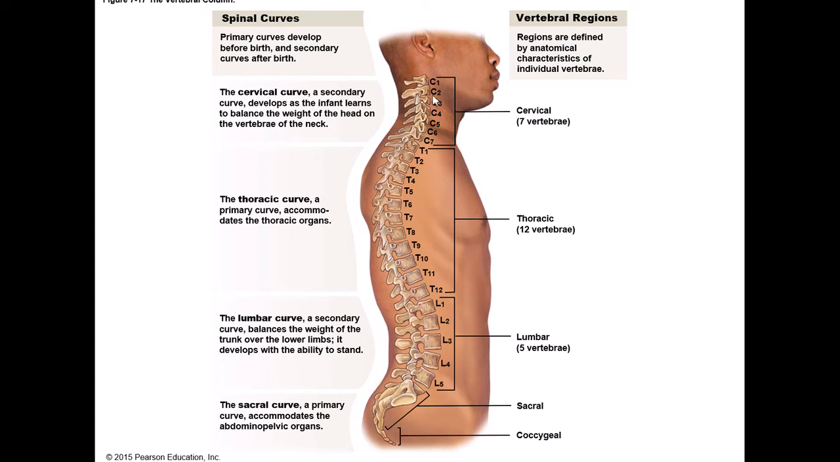Right? So we expect to see this kind of S-shaped curvature to the spine when we look at it from the side. We wouldn't want to see that S-shaped curve from the back. Right? That's a condition called scoliosis, and we talk about that in a pathology class.